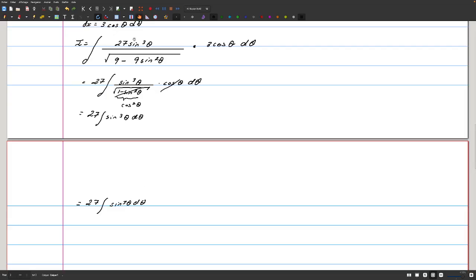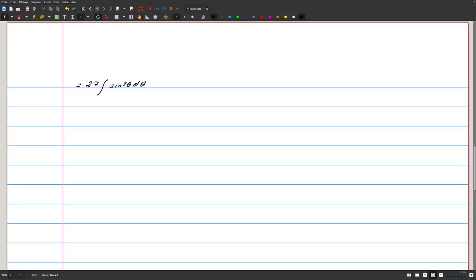Good. Sine cubed of theta could also be written as 27 sine squared of theta times sine theta d theta, which is allowed. All I did was pull a copy out right here. And then we know with our formula that sine squared of theta is equal to 1 minus cosine squared of theta.